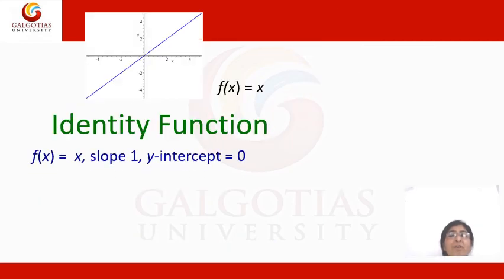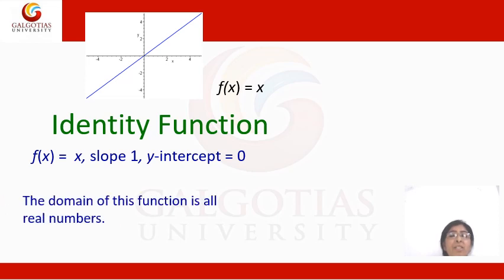Next is the identity function. A function f of x equal to x is said to be the identity function. If I draw the figure of f of x equal to x, I will find a line which is inclined at an angle of 45 degrees and passing through the origin. For this function, the slope is 1, because if you compare it with mx plus c, here m is 1 and the y-intercept c is 0. The domain of this function is all real numbers. The range is also all real numbers.